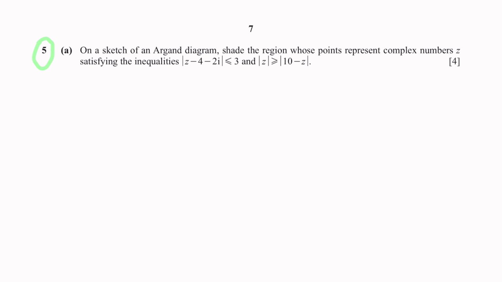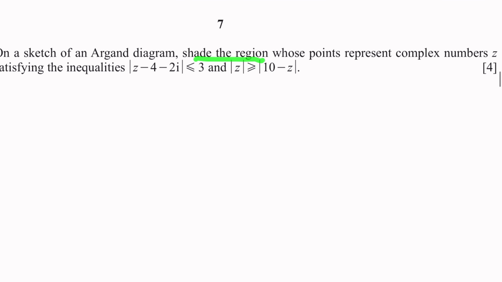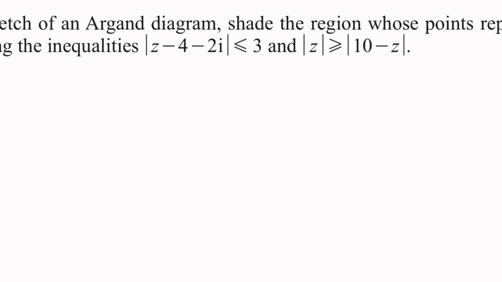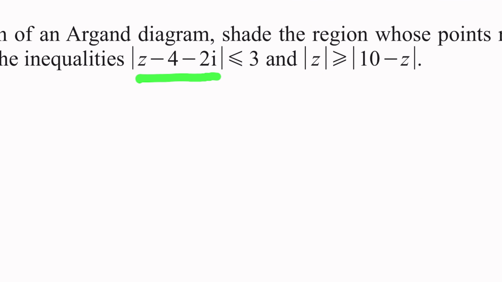Question number 5. On a sketch of an Argand diagram, shade the region whose points represent the complex numbers z satisfying the inequalities: modulus of z minus 4 minus 2i is less than or equal to 3, and modulus of z is greater than or equal to modulus of 10 minus z.